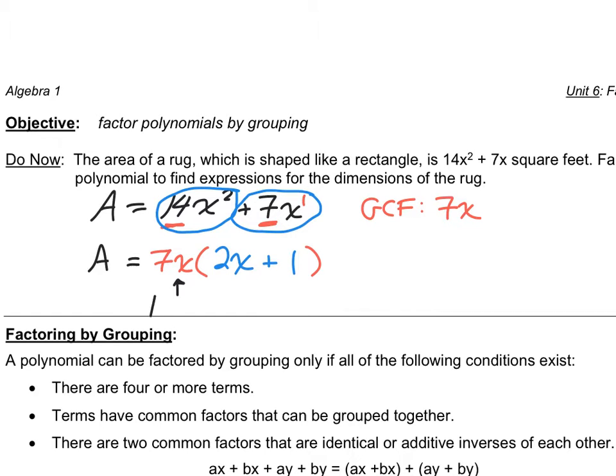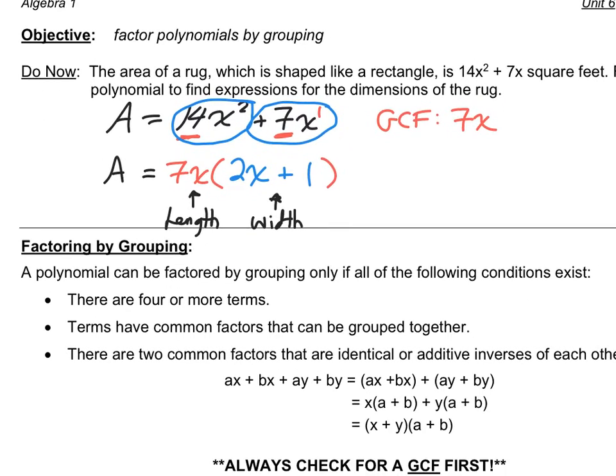So length and width. It doesn't matter which is which. It's kind of a misnomer to think that the length has to be longer than the width. It's really not the case. One dimension is known as the length and the other is known as the width.